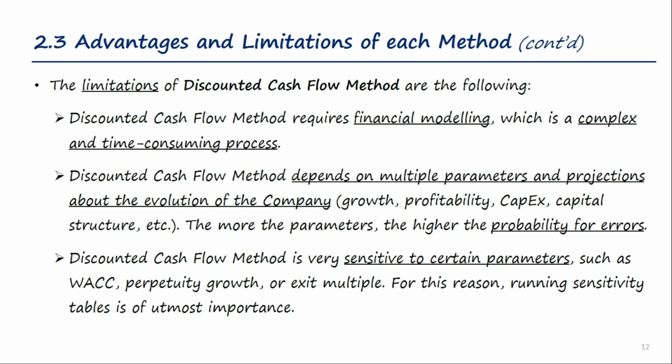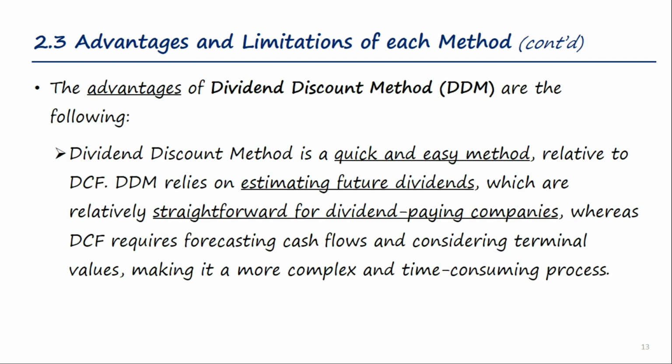Lastly, DCF is very sensitive to certain parameters, such as the weighted average cost of capital, the perpetuity growth or the exit multiple. Therefore, it is deemed imperative to run sensitivity tables that show how changes in these parameters affect our valuation results. Next, we have the dividend discount method, also known as the DDM, which is a quick and easy method relative to the DCF.